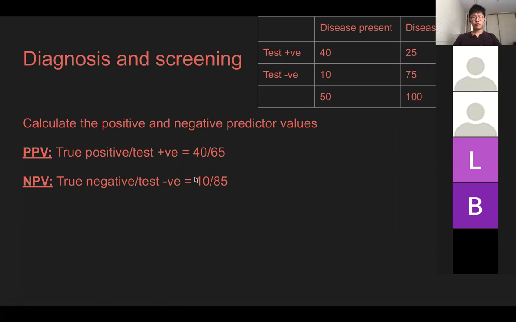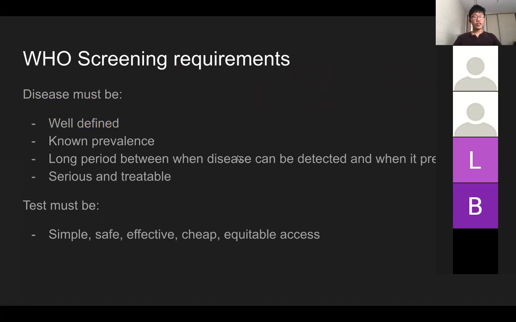Yeah, we'll move on. Next, we're going to move on to your WHO screening requirements. These are guidelines or requirements issued by the WHO for how screening should be conducted. Your disease must be well-defined with a known prevalence. There must be a long period when the disease can be detected before it presents. So there's no use in spending a lot of money in screening if you're going to find out within a week or so anyway. And it has to be serious and treatable. There's no use in screening for a disease if it's not treatable, because there's nothing you can do.